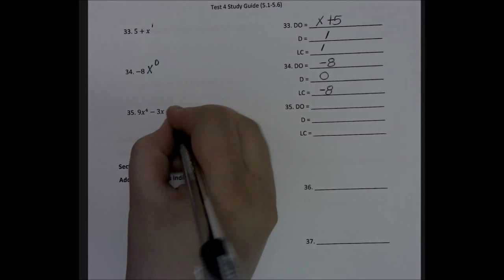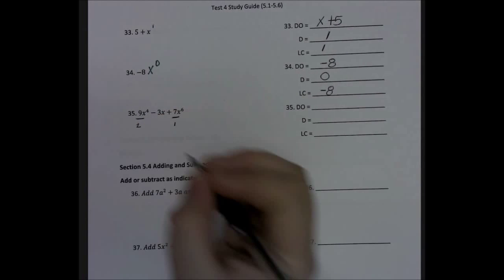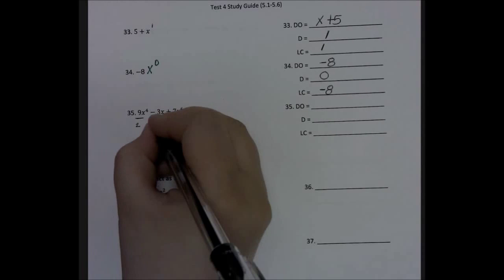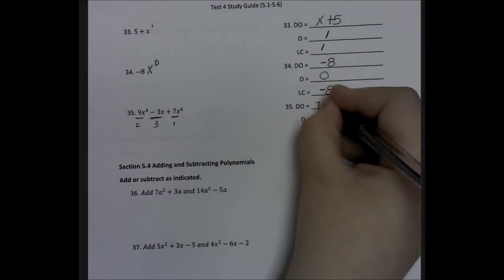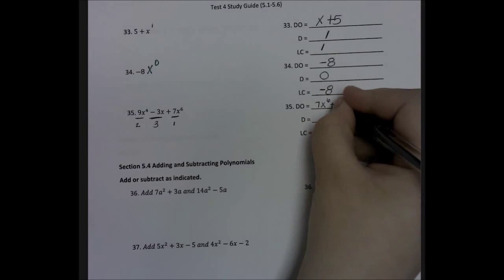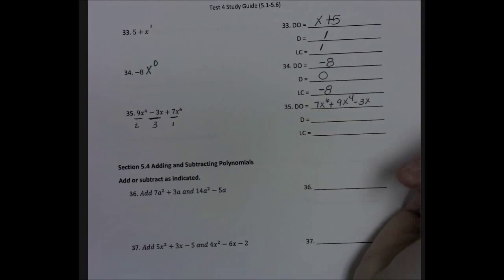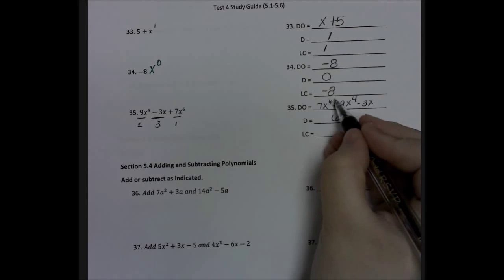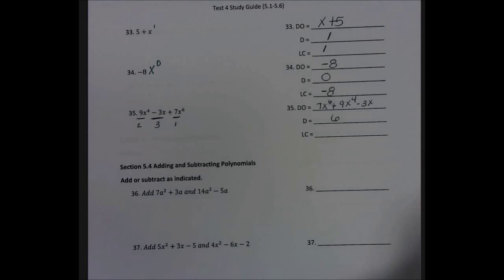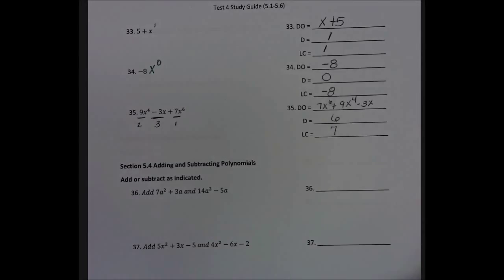Then, for number 35, the x to the 6th comes first, the 9x to the 4th comes second, and the -3x comes third. So I have 7x to the 6th, and then I have my 9x to the 4th, and then I have my -3x. Your degree is 6. It should always be the biggest exponent. And your leading coefficient, the number in front of your x, should be 7. That's always the coefficient with your degree term.